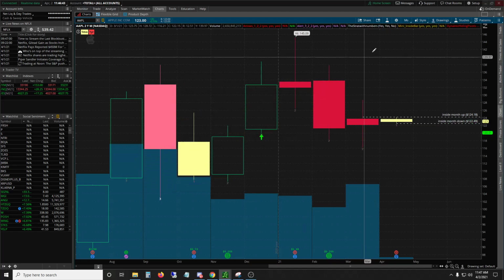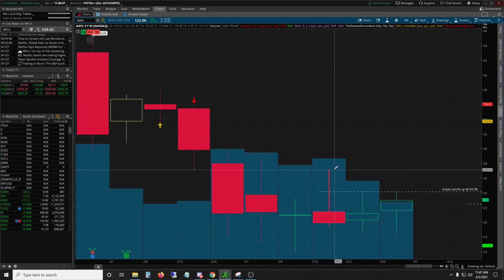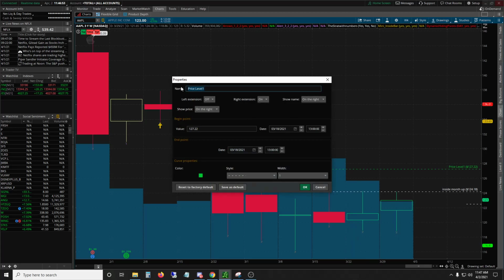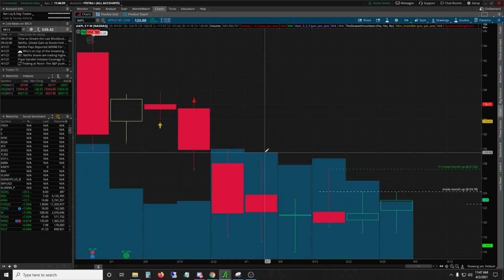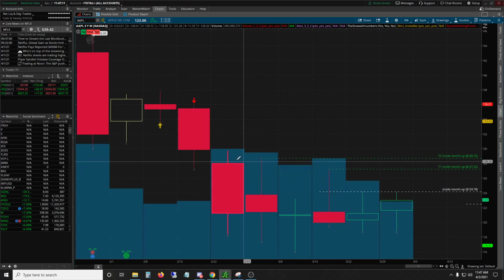And then for my targets, I would come down here and look at the weekly chart. So I'd have a target here, snap that, and I'll come in here and put T1 inside month up, target 1. Target 2 would be this one. I'll do T2 inside month up, and so on.